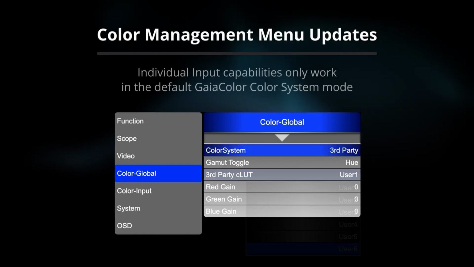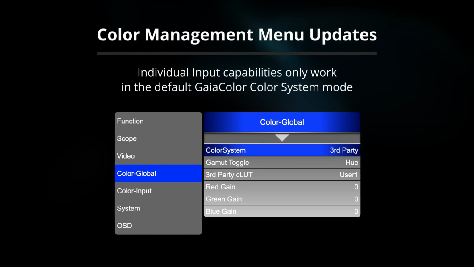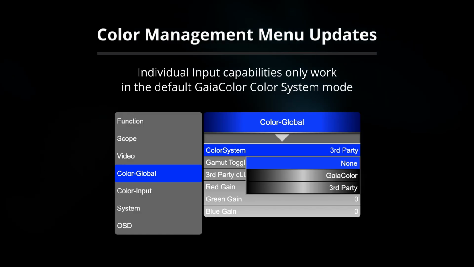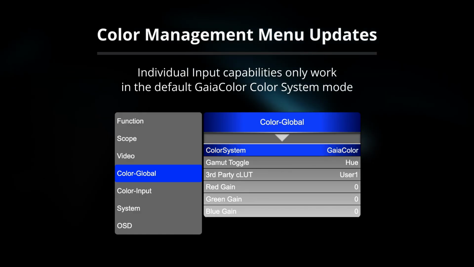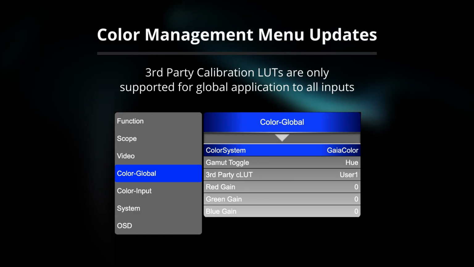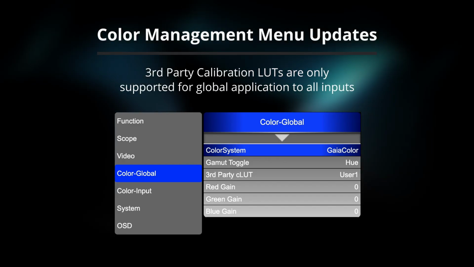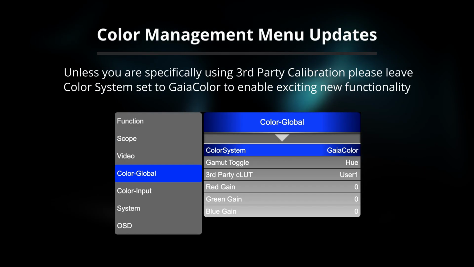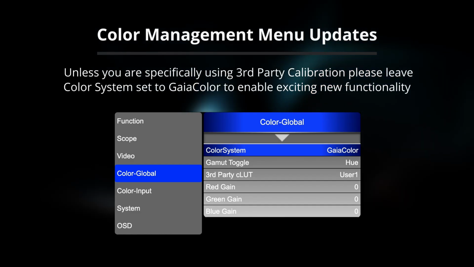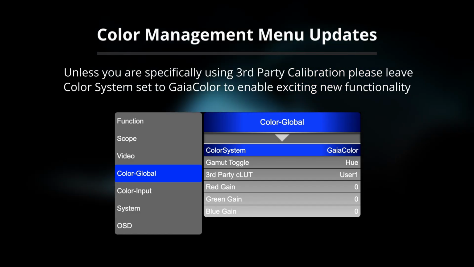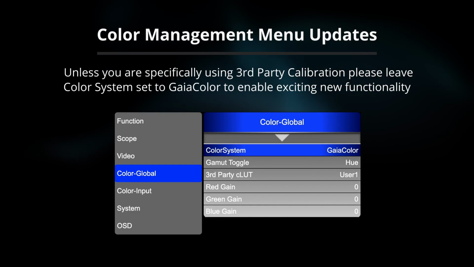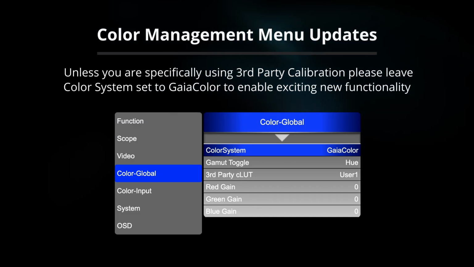Also note that the individual input capabilities we're going to cover shortly will only work in the default Gaia color system mode. Third-party calibration LUTs are only supported for global application to all inputs. Unless you are specifically using third-party calibration, please leave color system set to Gaia color to enable the exciting new capabilities we are about to cover.